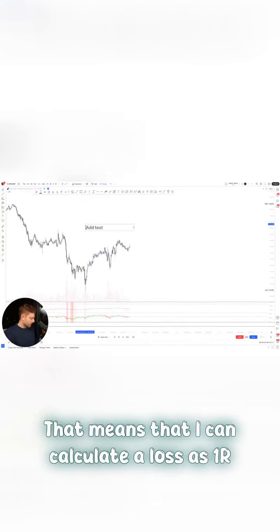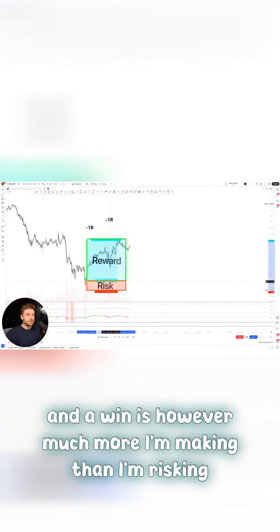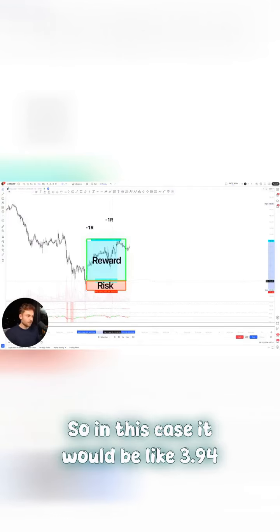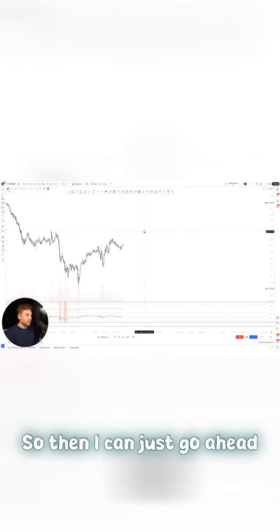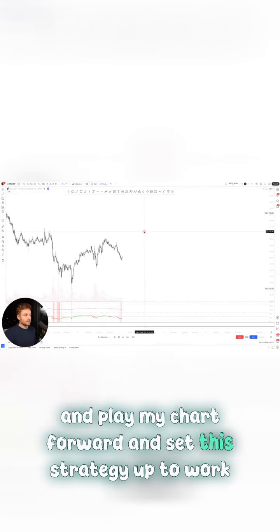That means that I can calculate a loss as -1R and a win is however much more I'm making than I'm risking. So in this case, it would be like 3.94. So then I can just go ahead and play my chart forward and set this strategy up to work.